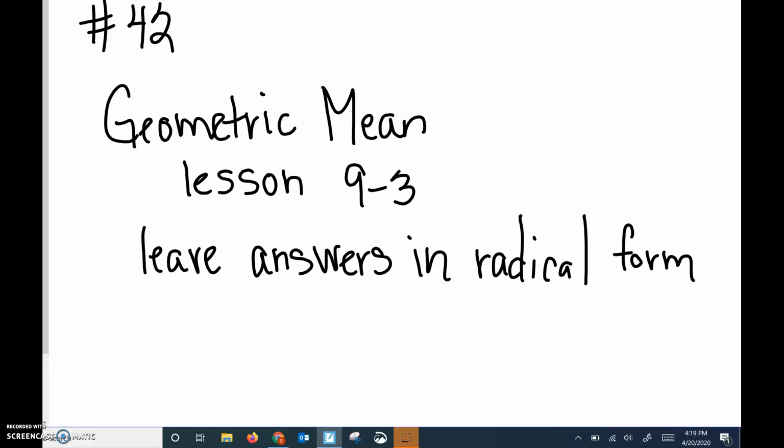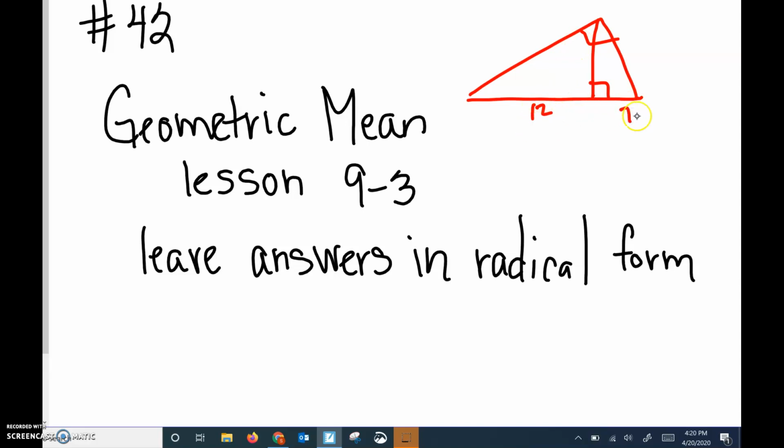All right, number 42 on your homework today. I'm telling you right now, it's going to be a challenge problem. A hint is for you to go back and look at the geometric mean in lesson 9.3. So you end up with a right angle and then this height coming down. If you remember, I'm just randomly making up numbers now. These are not part of the problem here.